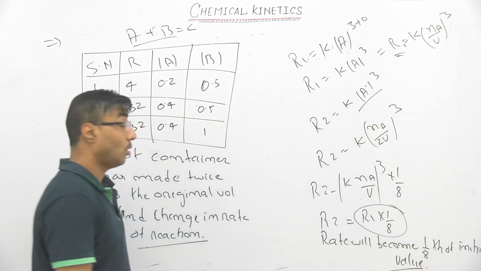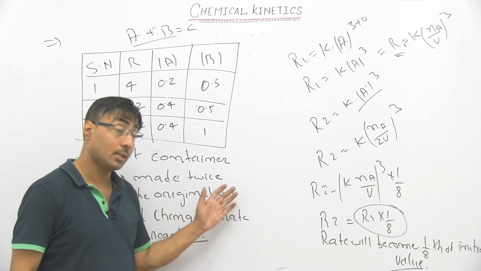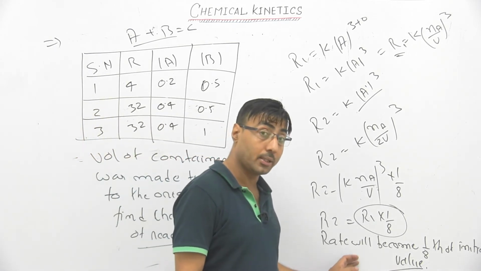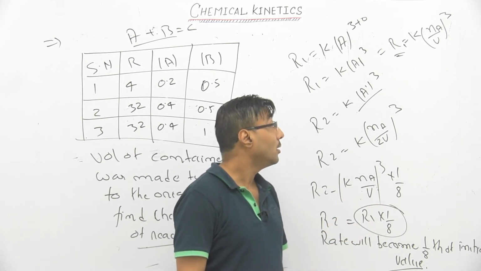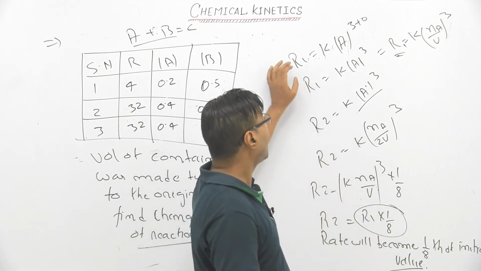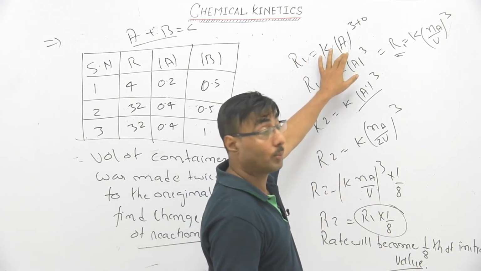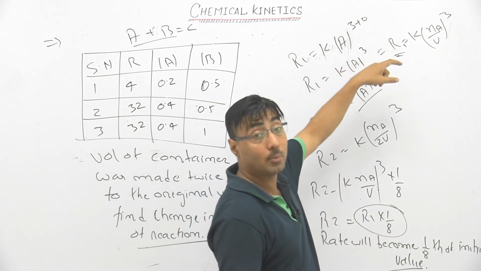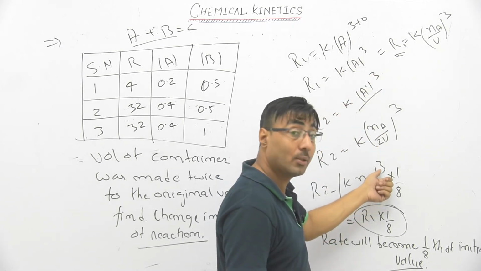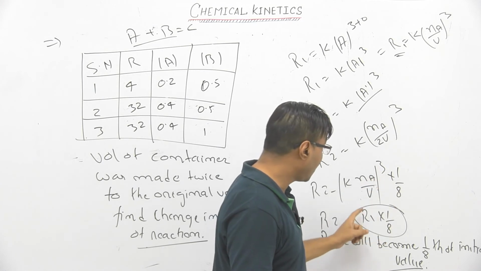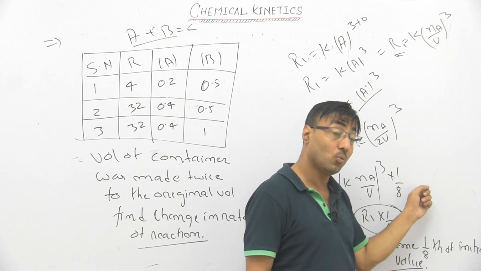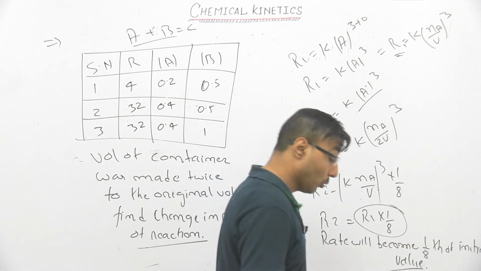Suppose the order would be second only. If it were a second order reaction, what would be the problem? Then what is going to change in that case? R, K and A are going to be constant. Only in place of 3, what will come? 2. In that case, in place of 1 by 8 it will become 1 by 4.